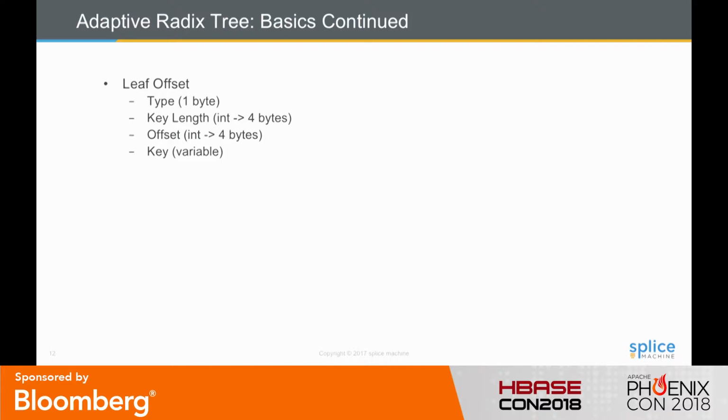The leaf is similar. The leaf offset is a type. It has the key length, so how big your key is, your offset, and then basically your key. Whatever's left of your key, the variable length, will be placed there. If you look at the structure, what's really powerful about it is that it's really CPU cache friendly. If you think about it in a nice way, you're just comparing the number of bytes that you need to get to where you're going.